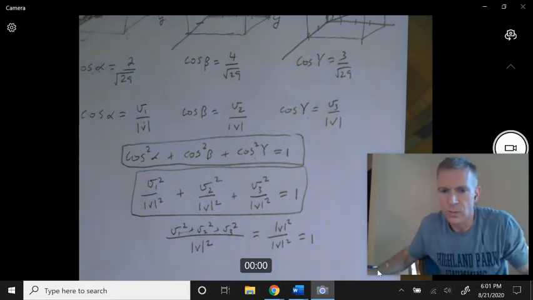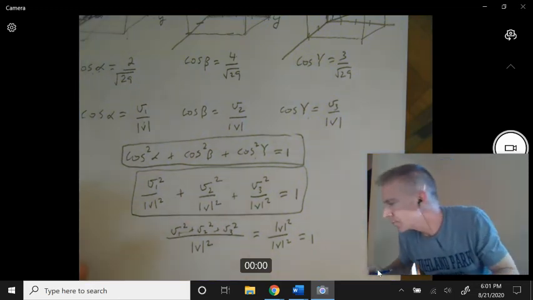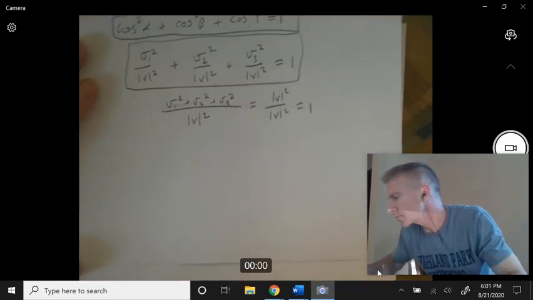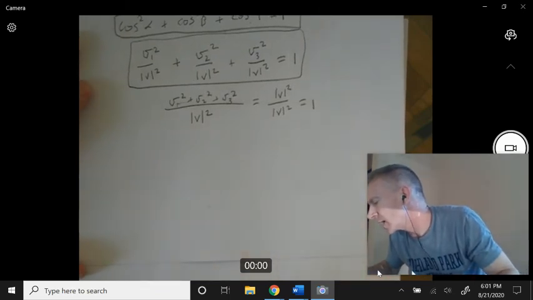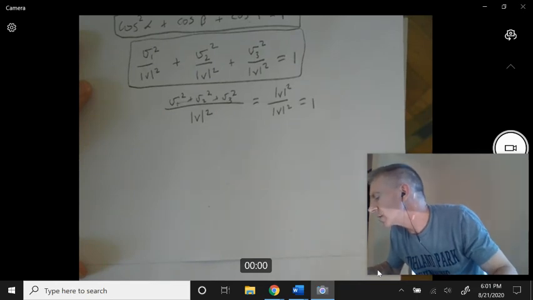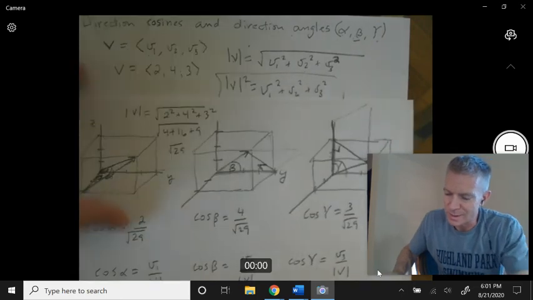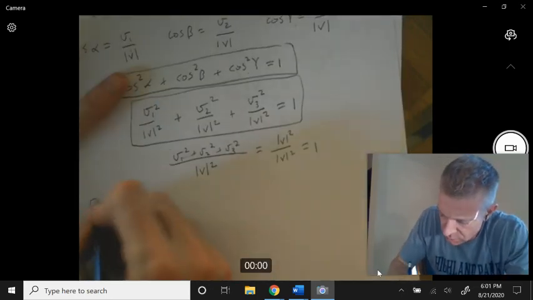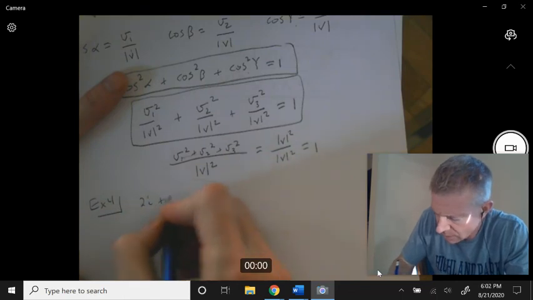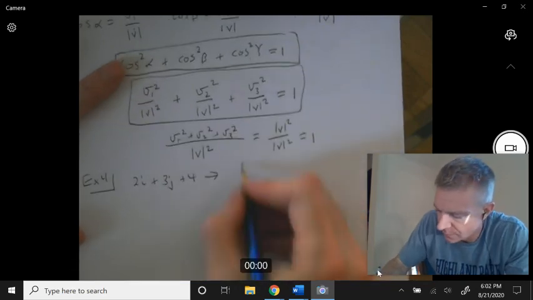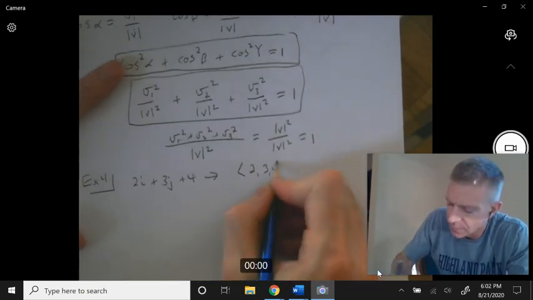Now let's look at one example from the book. Let's look at example 4. It says find the direction cosines and direction angles for the vector 2i plus 3j plus 4k. Oh, that's almost the one that we just did, but it's 2i plus 3j plus 4k, or you can call that vector 2, 3, 4.